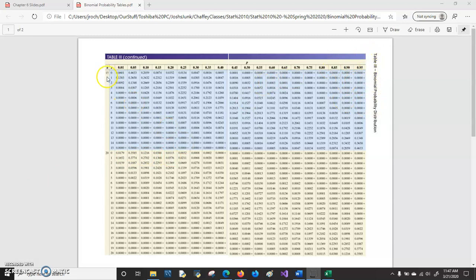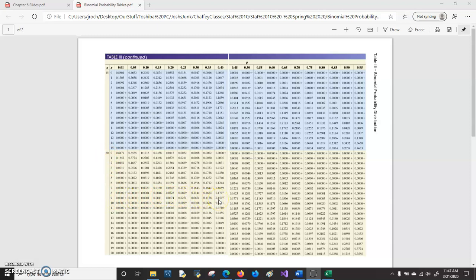And what you do is you look for the n. So here's n of 15. We want n of 20. So here's 20. And then next to it is the x. The x was 9 in this case. So here's the 9. And then up here are the values for p. And so our p here was 0.40. So we kind of line those all up. So 20, 9, go over to where the 0.40 is.